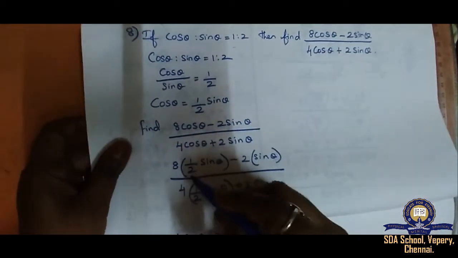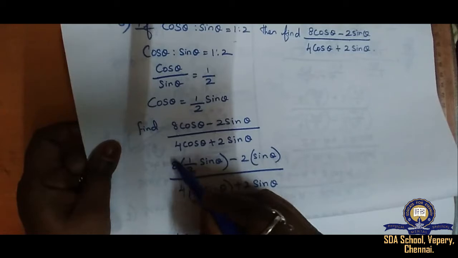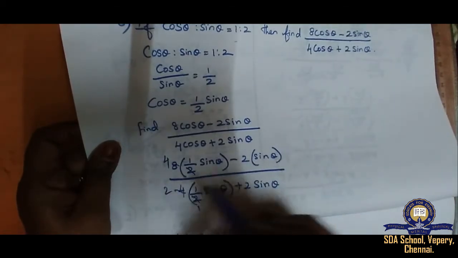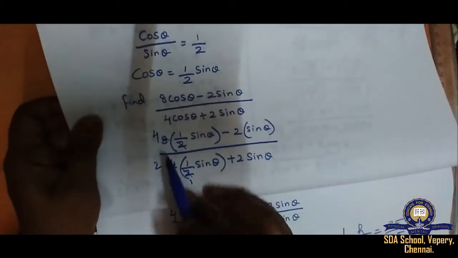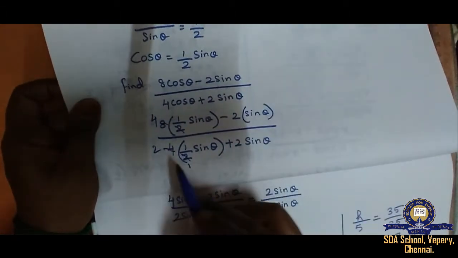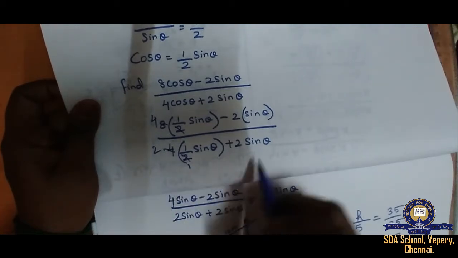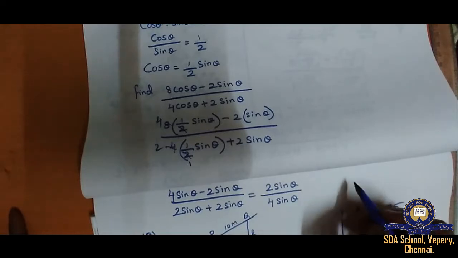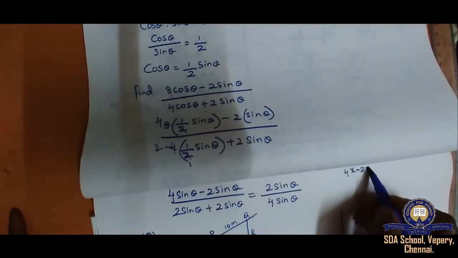Next step, here we can cancel. 2 ones are 2, 2 fours are 8. Here also we can cancel. 2 ones are 2, 2 twos are 4. So 4 into 1, 4 sin theta minus 2 sin theta. 2 into 1, 2 sin theta plus 2 sin theta. 4 sin theta. Same way, 4x minus 2x, what is that?